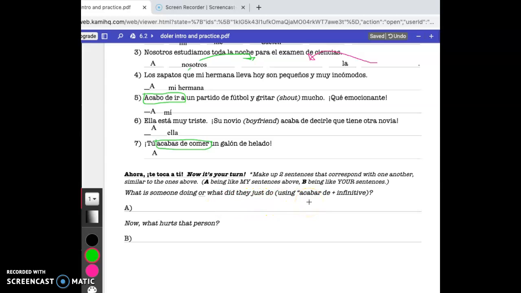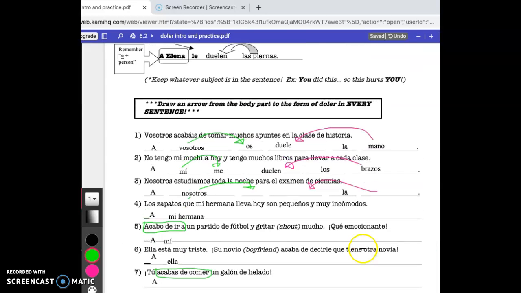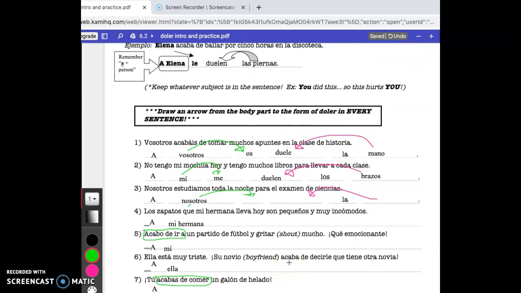What is happening, or what did they just do? And then this sentence should have the a plus a person structure. So a, the name of the person, the pronoun, the duele or duelen, and then the body part. So I will check this tarea for 5 puntos mañana, and I will see that the entire back has been completed with effort.